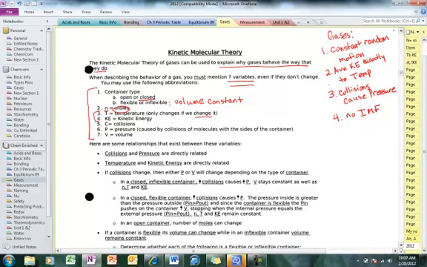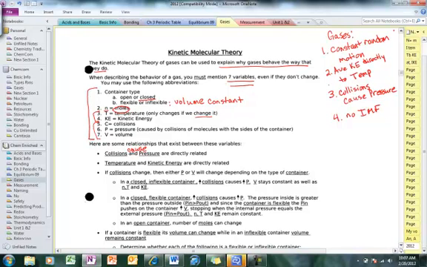So again, temperature only changes if we change it. And then the other things that we've mentioned, we're going to be referring to the collisions that are occurring on the inside of the container, and we're referring to then the resulting pressure as well as the volume of the container. Now, some relationships that exist between these variables. Mentioned them already, but we've got them listed here as well. Remember, it's the collisions with the interior of the container that are causing the pressure.